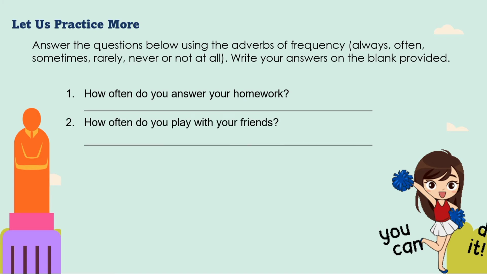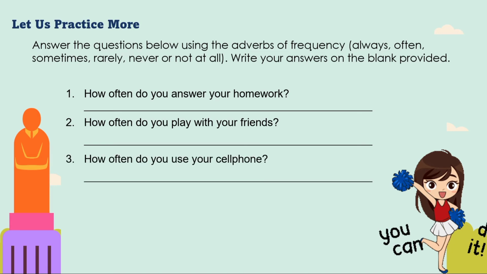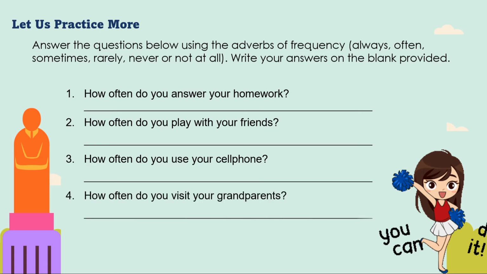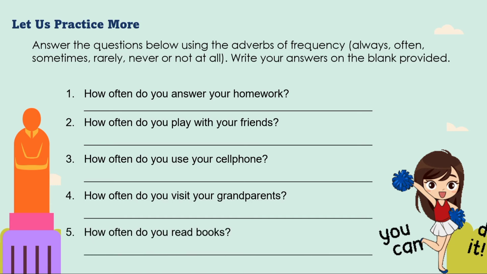How about number 2? How often do you play with your friends? Again, you're going to write a sentence using the adverbs of frequency. You can choose always, often, sometimes, rarely, never, or not at all. How about number 3? How often do you use your cell phone? How about number 4? How often do you visit your grandparents? How about number 5, the last one? How often do you read books? So you're going to write your answer on the blank provided. You're going to make a sentence using the adverbs of frequency.